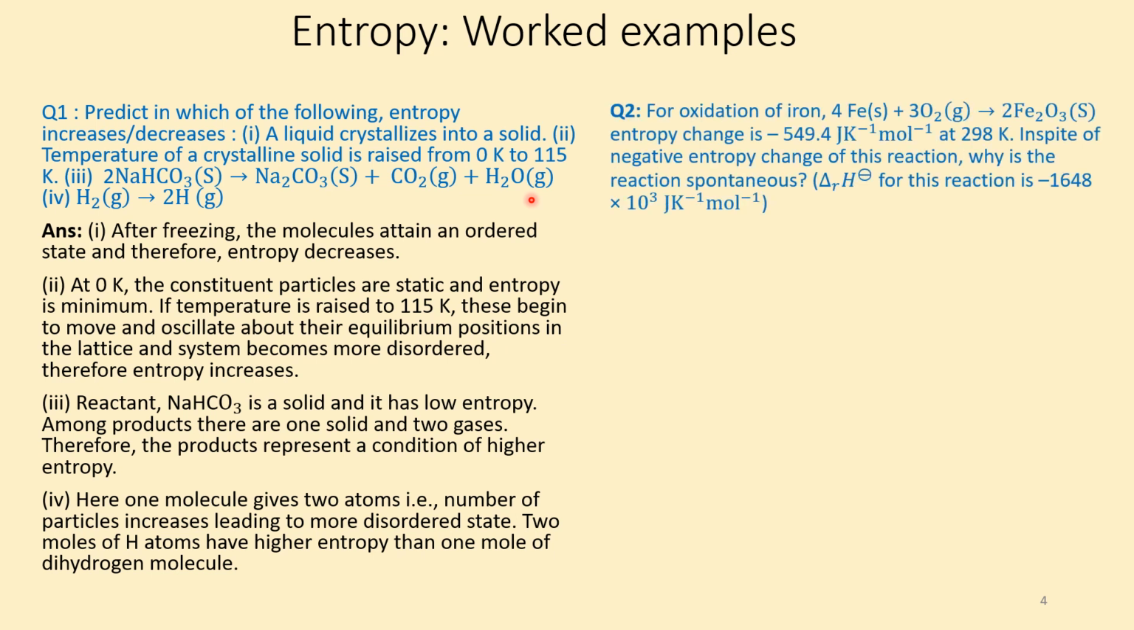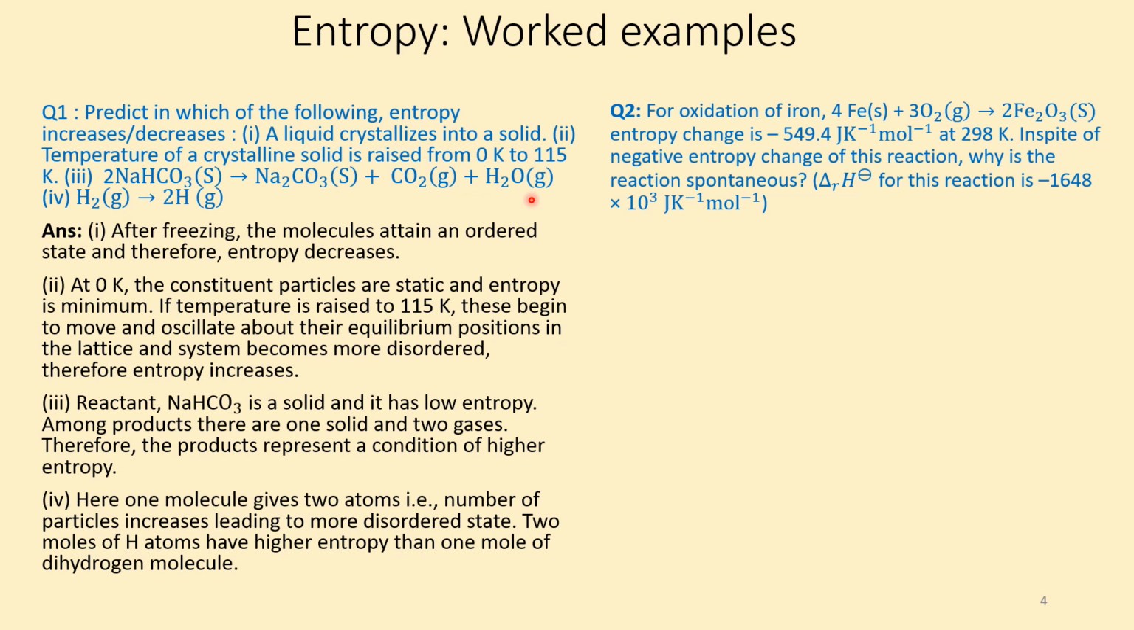Next question. Question number 2. For oxidation of iron, 4Fe in solid state plus 3O2 gaseous react to form the product 2Fe2O3 solid. Entropy change is minus 549.4 joules per Kelvin per mole at 298 Kelvin. In spite of the negative entropy change of this reaction, why is the reaction spontaneous? Given that delta rH, the standard reaction enthalpy for this reaction, is minus 1648 into 10 to the power of 3 joules per mole.